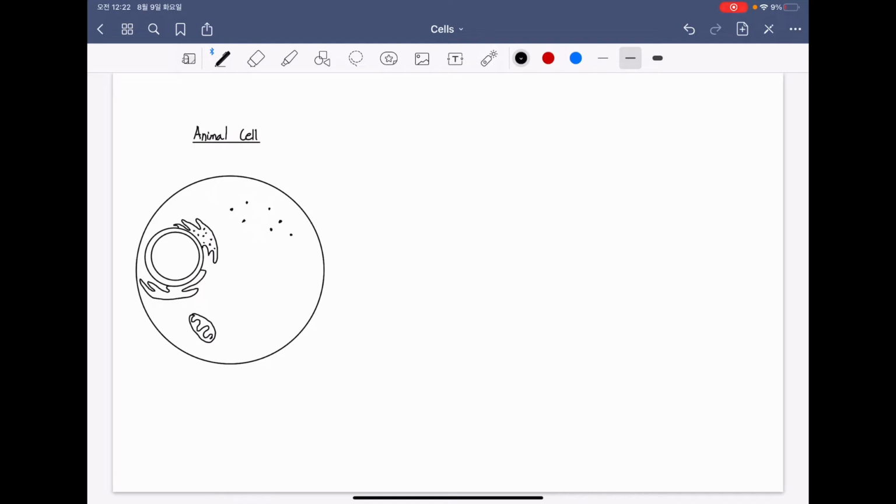And we also have the Golgi body. I'm not sure if this is important in IGCSE, but the Golgi body is similar to the rough ER, but it's further from the nucleus, and it is responsible for protein modification and vesicle transport. So these are the main features you have to know for animal cells. So I'll just label it.